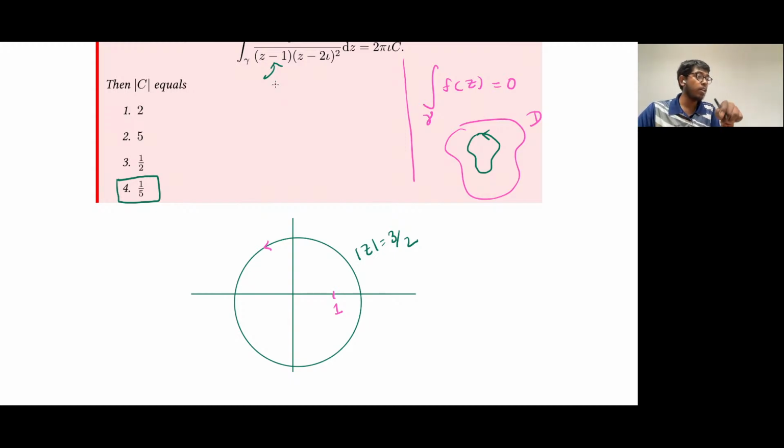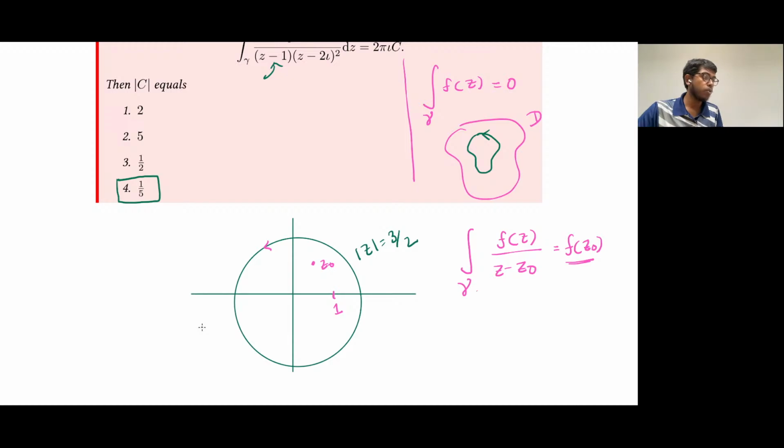So then we have another theorem which says that if you have f(z) by (z minus z naught) on gamma, such that f(z) is analytic inside the region gamma, and gamma contains z naught somewhere, then what is this value? This is equal to f at z naught.